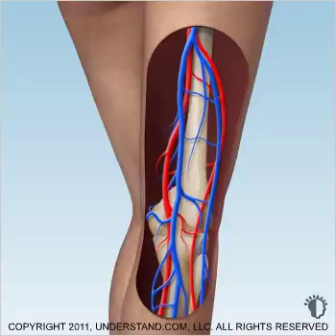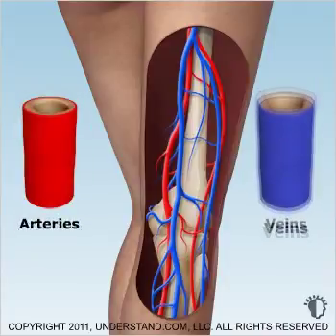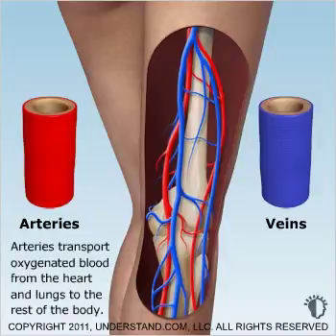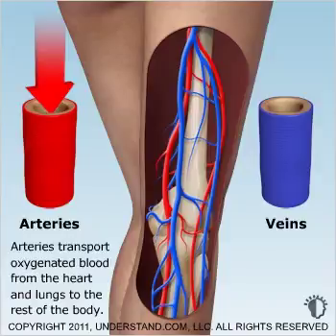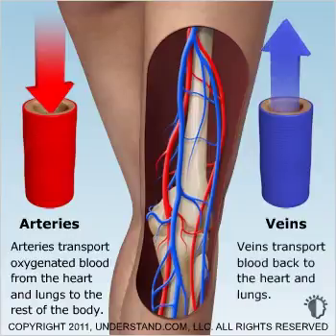Your circulatory system is composed of arteries and veins. Arteries transport oxygenated blood from the heart and lungs to the rest of your body. In contrast, veins transport blood back to your heart and lungs. Spider veins and varicose veins most commonly occur in the leg, in what are known as the superficial veins. This is because the veins in your legs are subject to large amounts of pressure and must work harder than other types of veins to transport blood upward to the heart against the force of gravity.